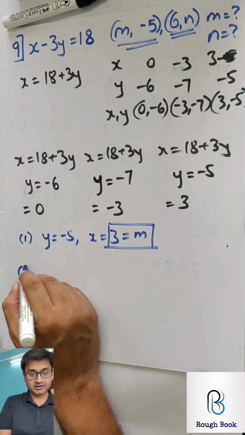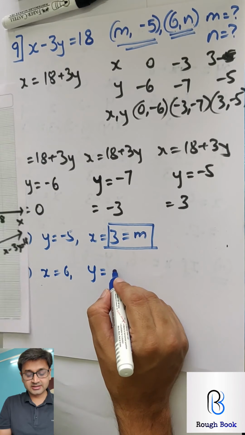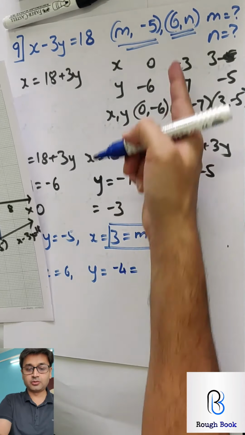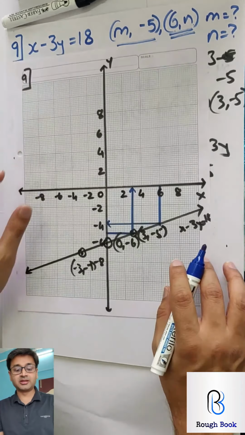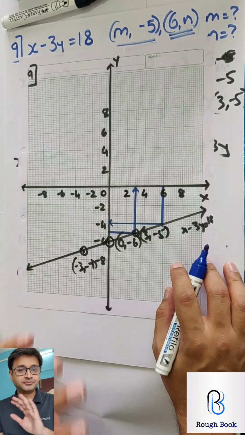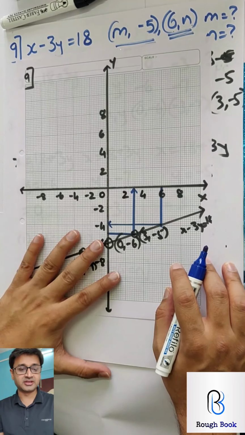So now you say the second part, x is 6, then y is minus 4 is what we have got, and that is equal to n. So we got both the parts. Did you manage to get this sum, everybody? Great. Have we learned anything new yet? It's the same thing what we are doing till now, what we did in the previous exercise.